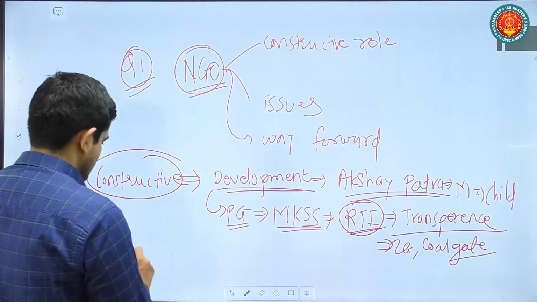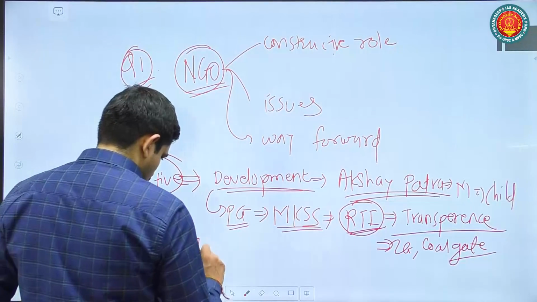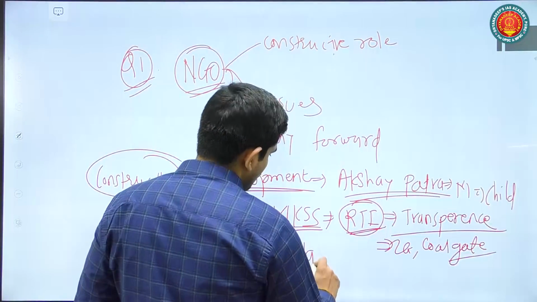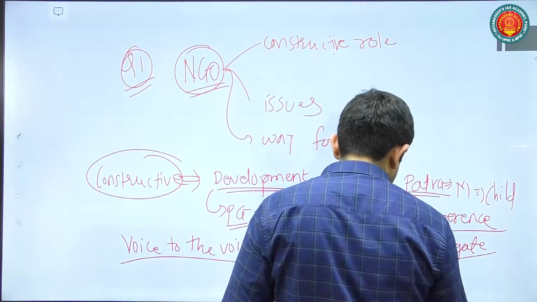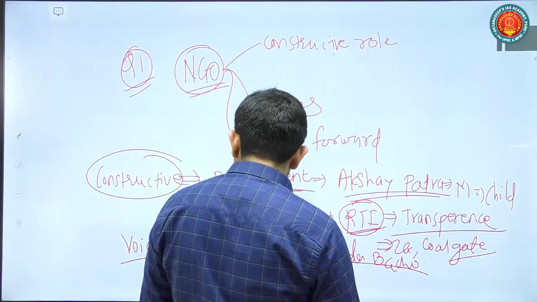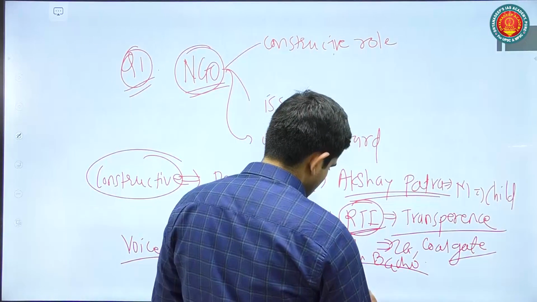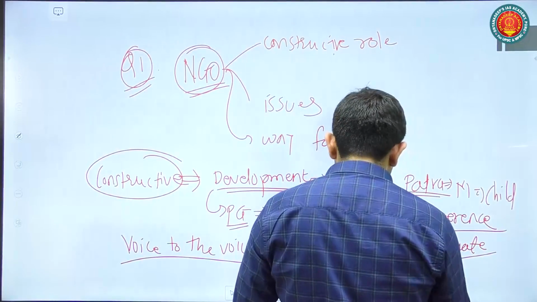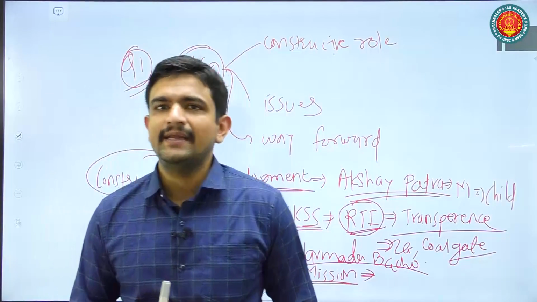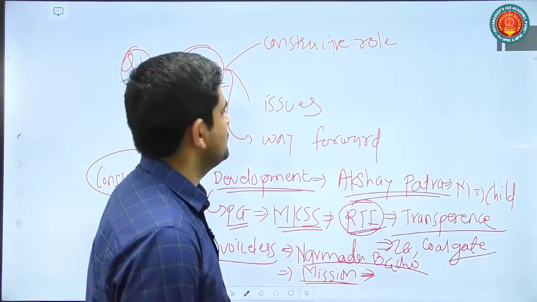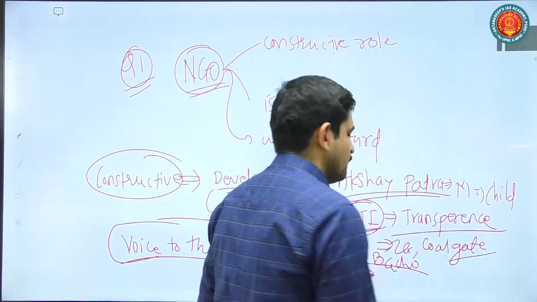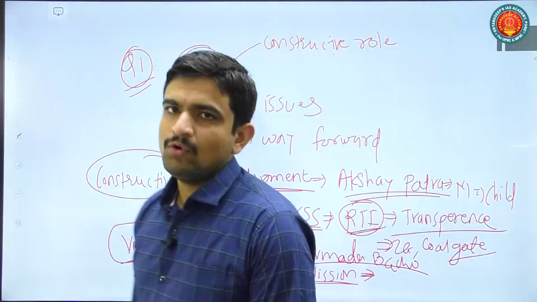Then NGOs can also act as the voice to the voiceless. For example, you can give the example of movements like Narmada Bachao, and various NGOs working as a voice to the people. There is also a mission whose name I'm forgetting, but it is an NGO working for the Naxalite area; you can search for the name of that NGO. You can also say that they are acting as a voice to the voiceless people, or there are various NGOs working for tribal areas and tribal groups. That also you can mention in your answer.